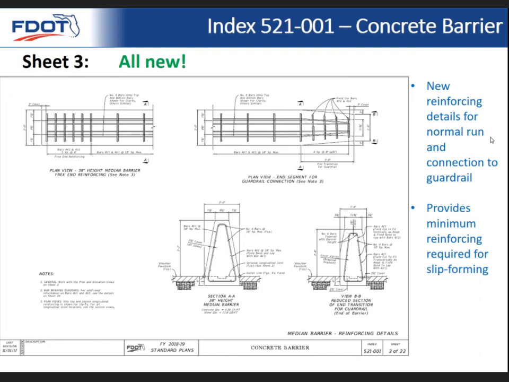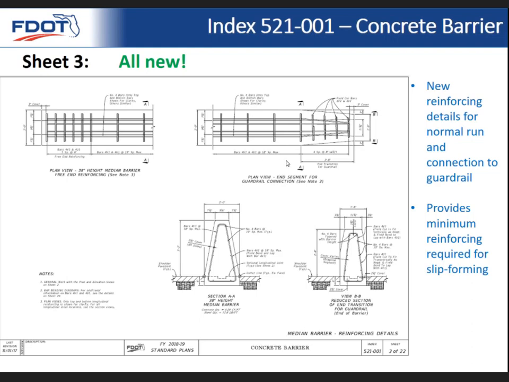On the next sheet, we're showing a new reinforcing we've added to the median barrier. Essentially, this provides some nice continuity for impact of larger vehicles for MASH. Provides support. This is the minimum possible reinforcing needed in order to slip form properly, and so it prevents the concrete from slumping. These are taller, narrower barriers, and so now we have reinforcing in these as well.